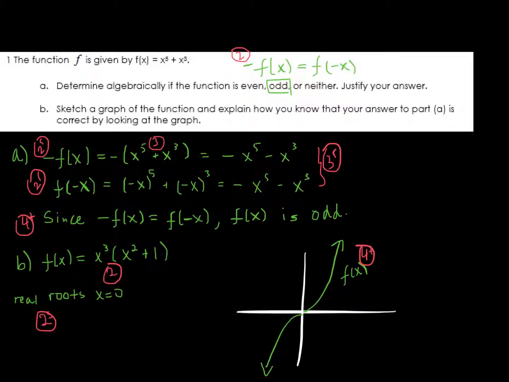All right, pretty straightforward here. I want to prove that this is an odd function. Since both of the degrees are odd, I know it's going to be odd, but I want to prove that. So I know that means negative f of x will equal f of negative x. So I need to show that this is true. I'll go ahead and set this up, find each, see that they are equal, and so negative f of x is equal to f of negative x. Therefore, f of x is odd.